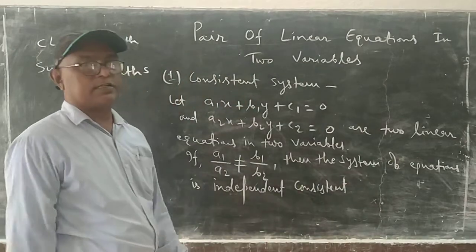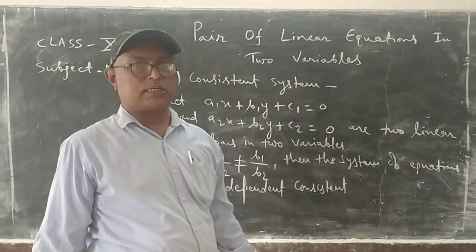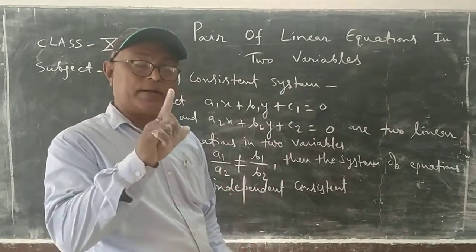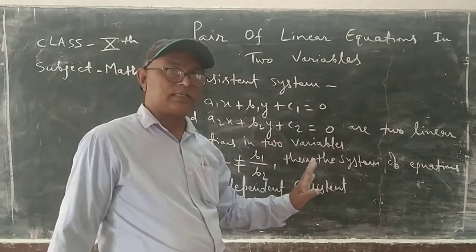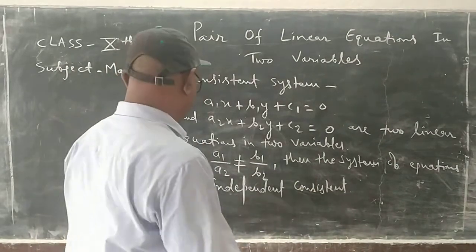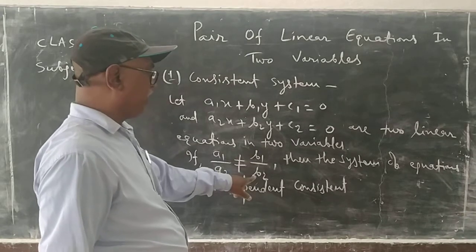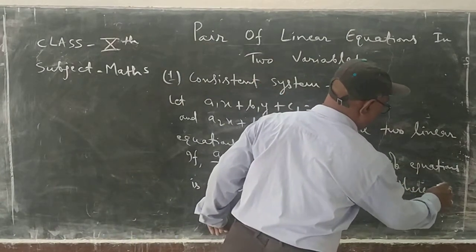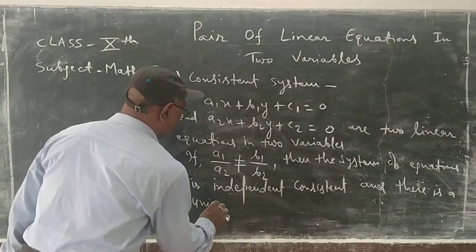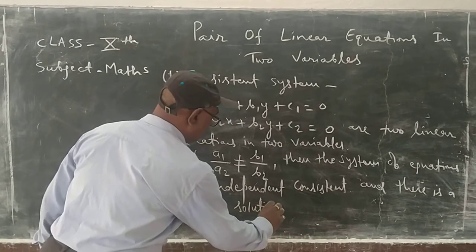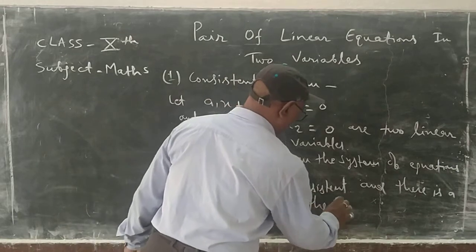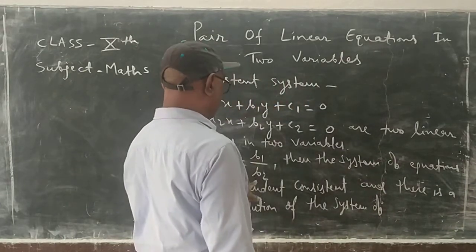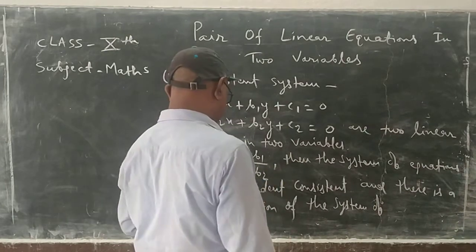Sometimes it is only written as consistent. If you write consistent, it means independent consistent. But if the system is dependent consistent, then we must write dependent consistent. If we write only consistent system, it means it is the independent system. Now, if A1 by A2 is not equal to B1 by B2, then the system of equations is independent consistent and there is a unique solution of the system of equations.